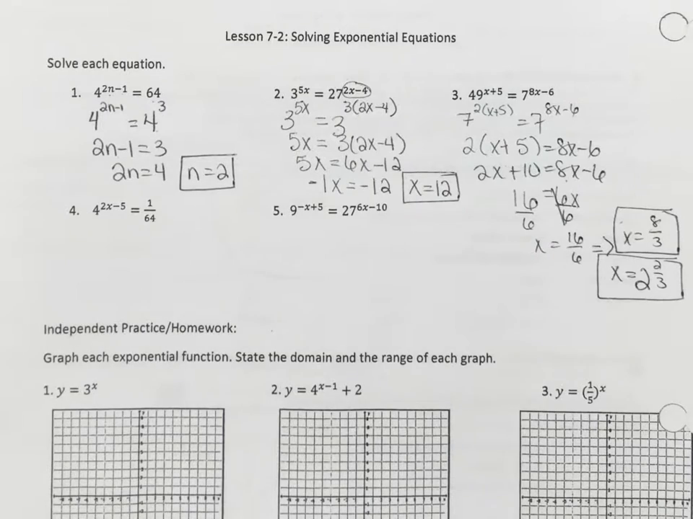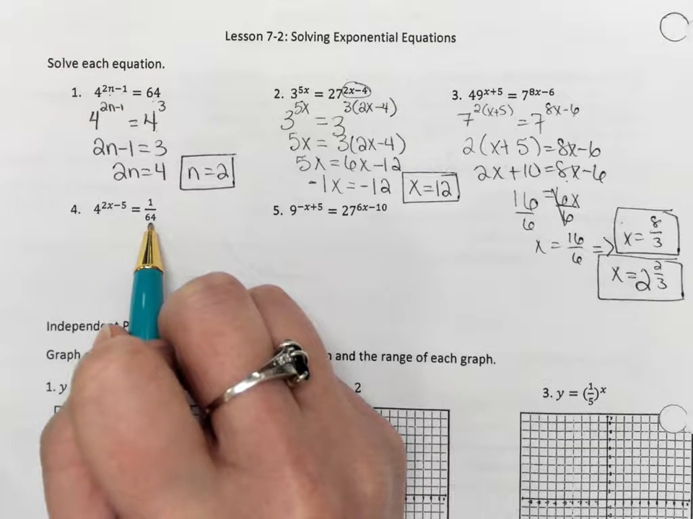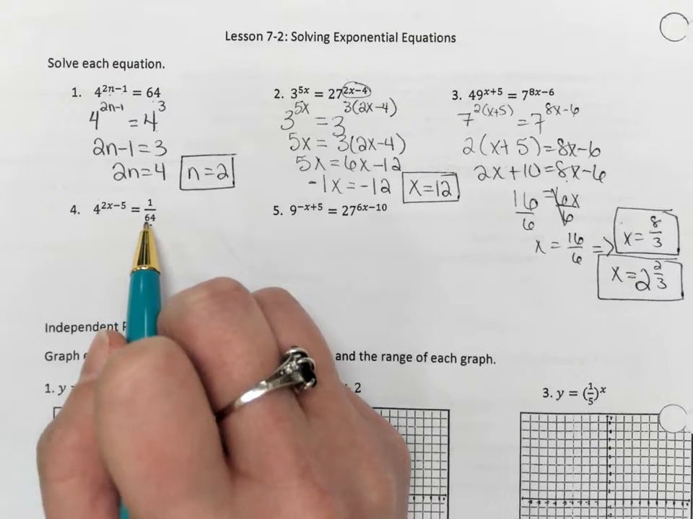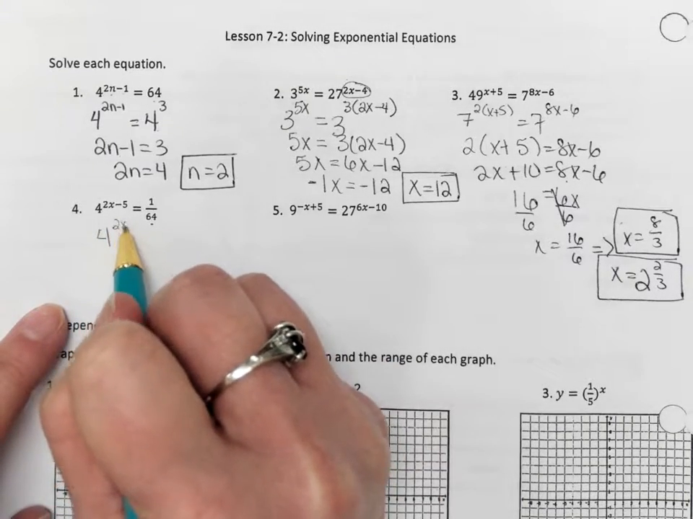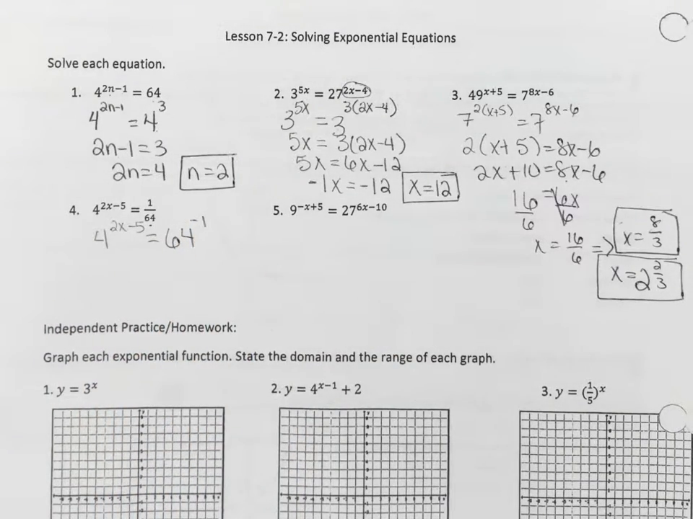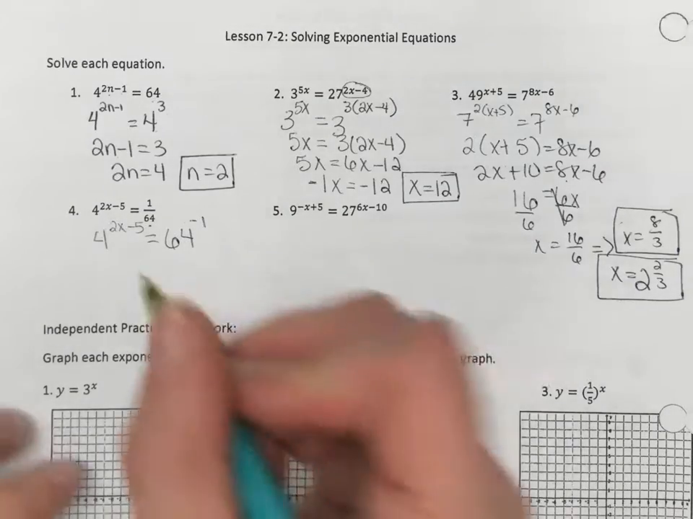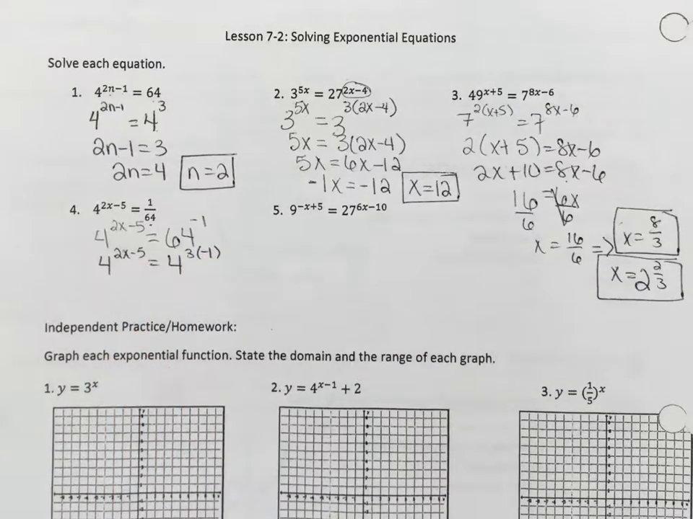You ready for 4? Okay, I have to make 64 be a whole number, not a fraction. So how could I rewrite 1 over 64 to be a number with an exponent? To the negative 1. Very good. Remember, when that number is on the bottom, it means the same as a negative exponent. Is this bringing back some memories? Okay. Now it's just like number 1. 4 to what power is 64? To the 3. And that 3 is being multiplied by the original exponent, which is negative 1.